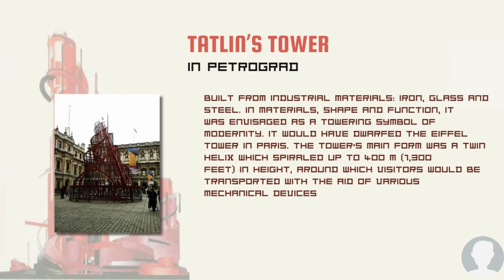It is built from industrial materials such as iron, glass, and steel. In materials, shape, and function, it was envisaged as a towering symbol of modernity. It would have dwarfed the Eiffel Tower in Paris. The tower's main form was a twin helix which spiraled up to 400 m or 1,300 feet in height, around which visitors would be transported with the aid of various mechanical devices.